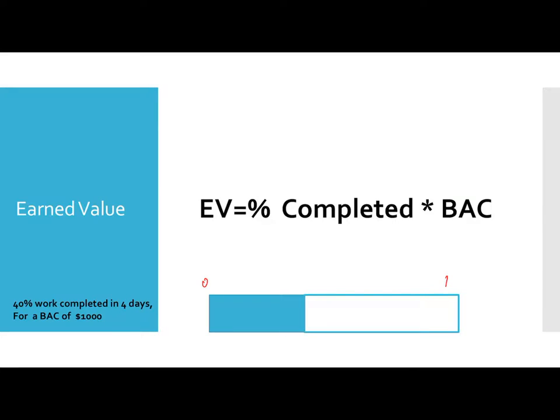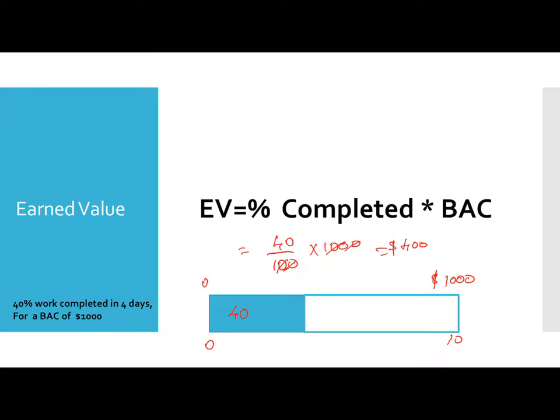So $0 to $1,000, and day 0 to day 10. 40% of the work is completed in 4 days, so the budget is completed so much. So what is the earned value? 40 by 100 into the budgeted completion of 1,000. So you have earned $400. That's your earned value over here.